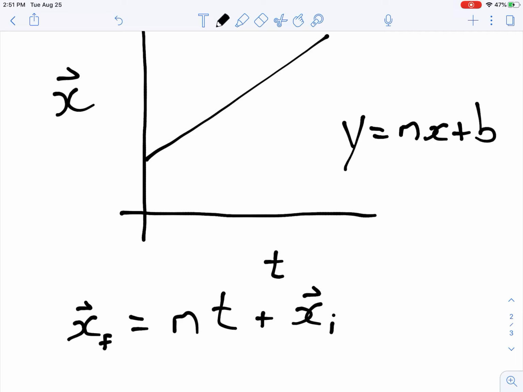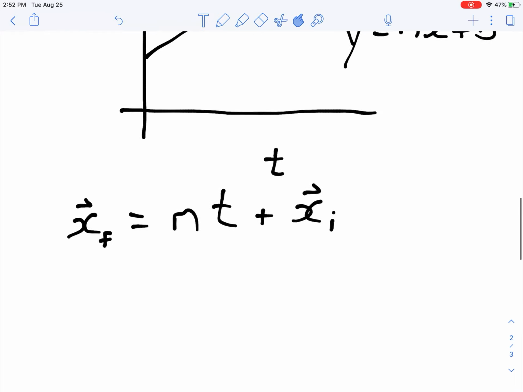How did I know the y-intercept was the initial position? When I'm right here at the y-intercept, that's going to be at time equals 0. At time equals 0, that's going to be the start, the initial place. So we have y is our x final on this grid. M is the slope still. X is t, that's my x-axis. B is my y-intercept, and that's my initial position. So I have y equals mx plus b.